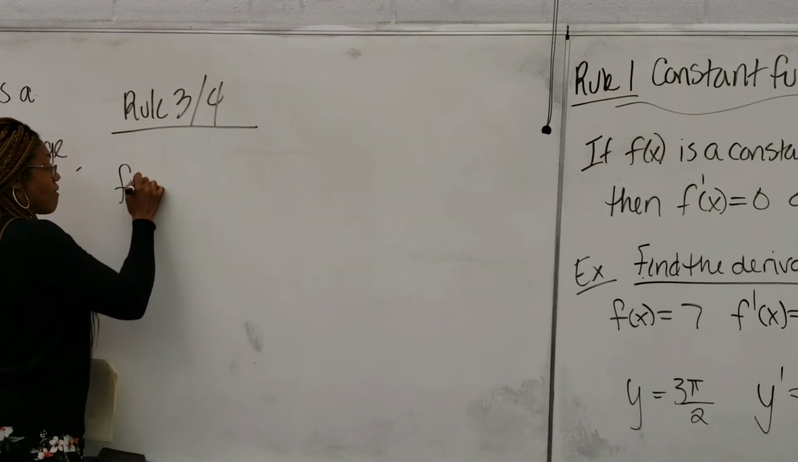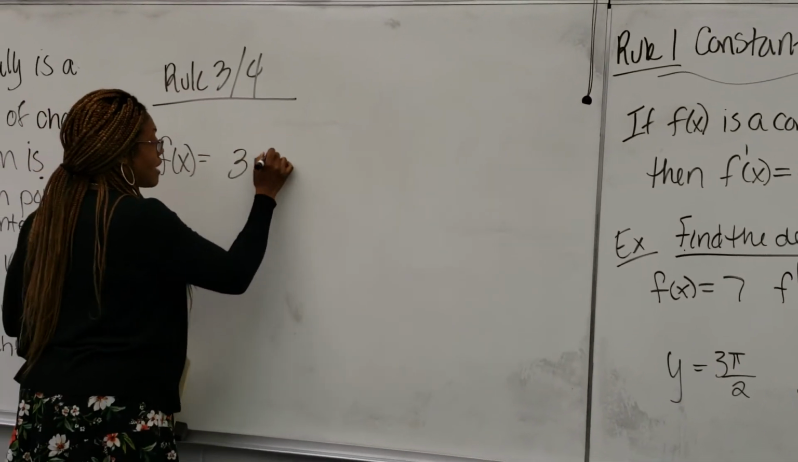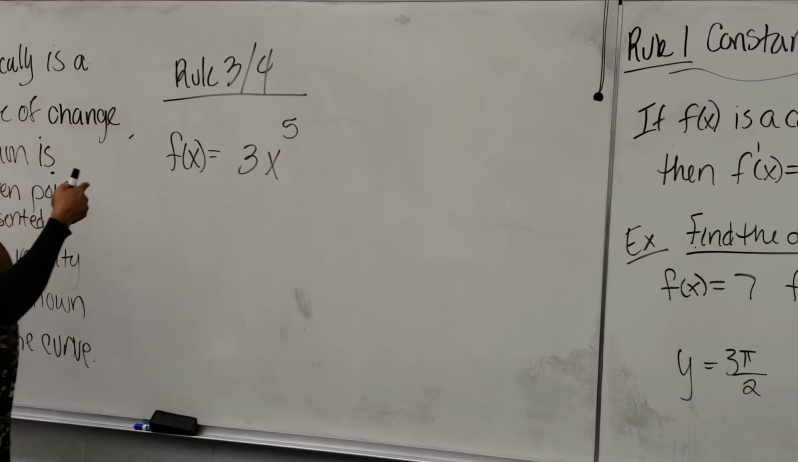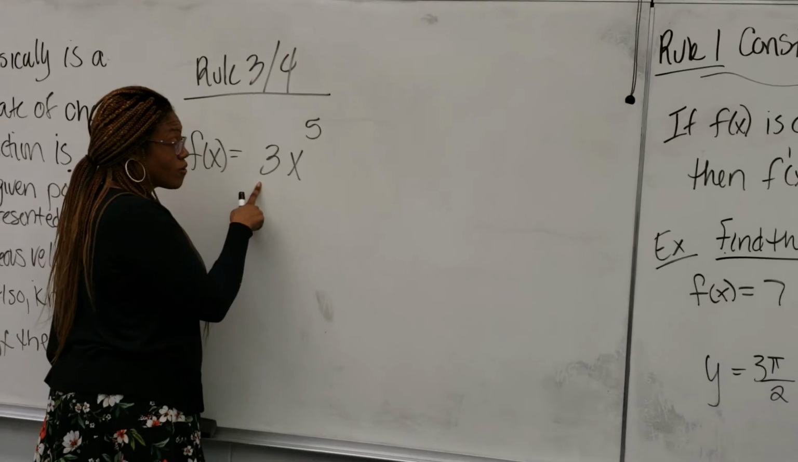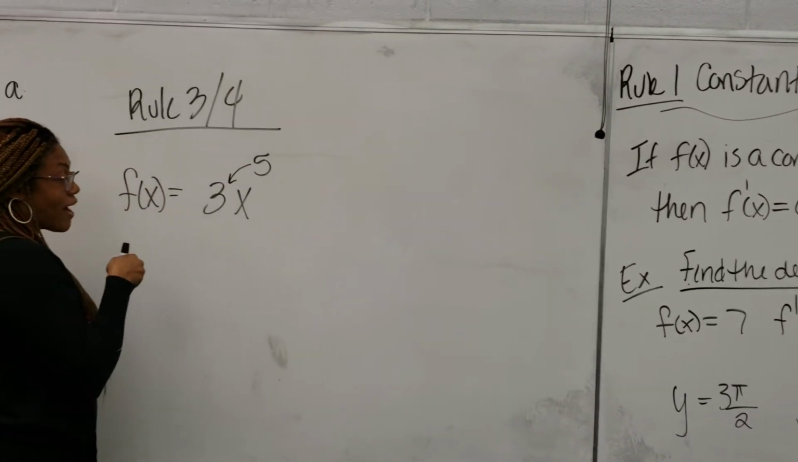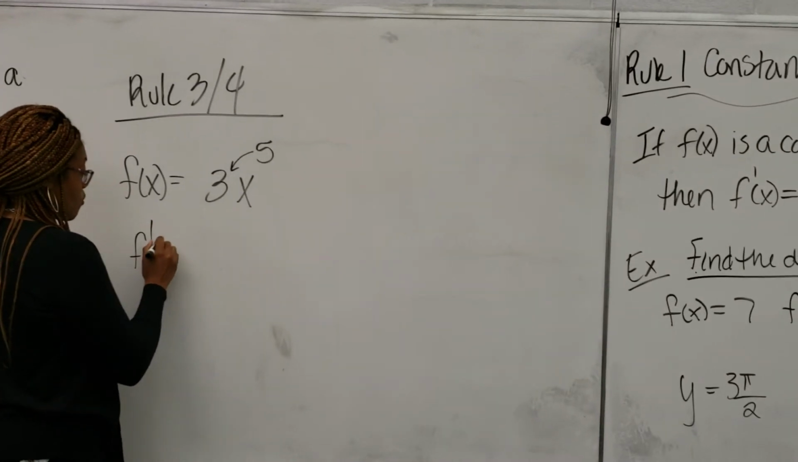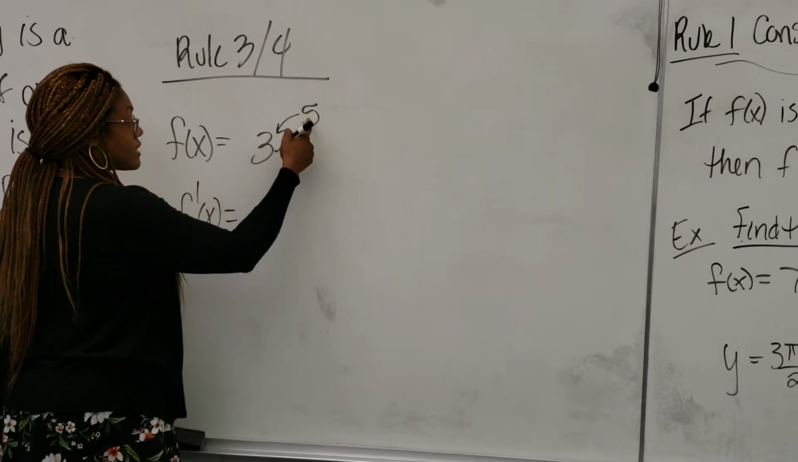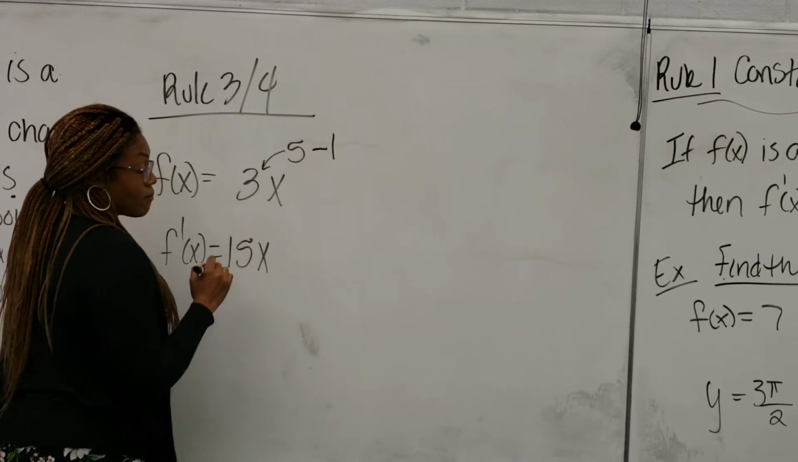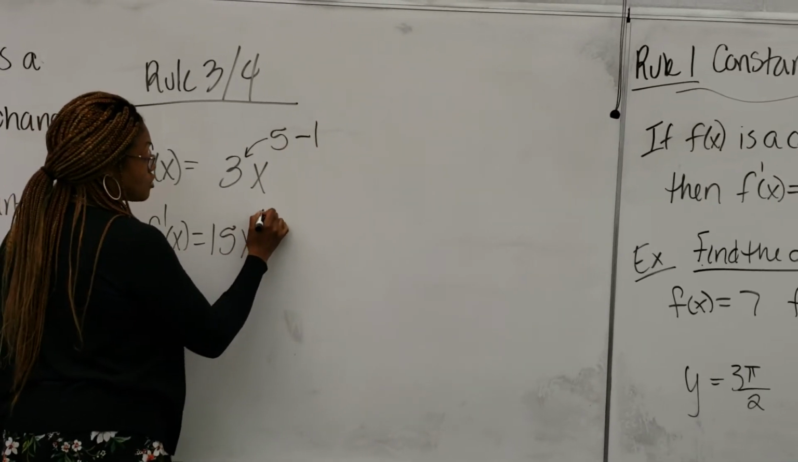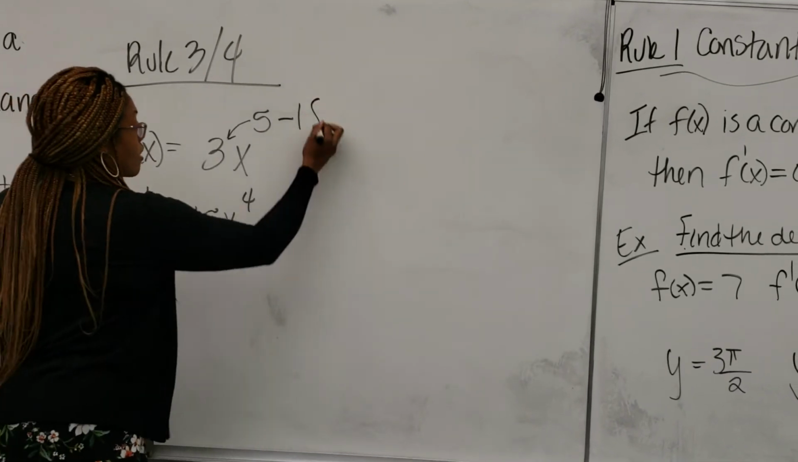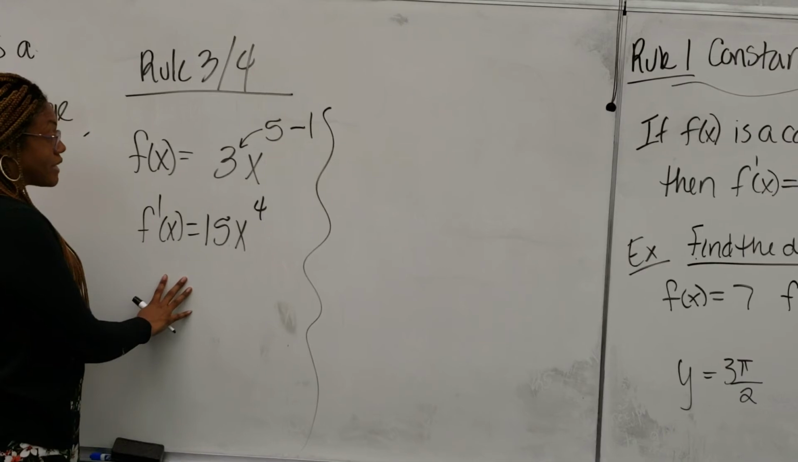So let's say you have f of x equals 3x to the fifth, right? This time we have something in front of our variable, an actual coefficient. You still bring that 5 to the front, but this time you are going to multiply it when you are doing the derivative. So 3 times 5 is going to give me 15. Then you subtract the exponent by 1, and that'll give 15x to the fourth, okay? So that will be your coefficient rule, which is rule 3.